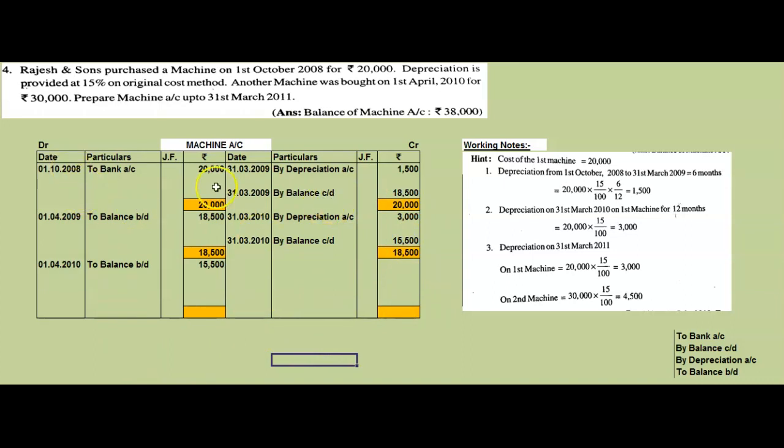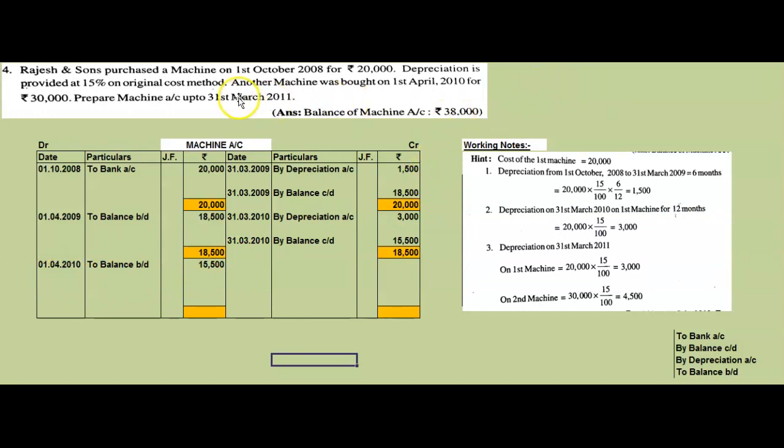See here what we have done. 20,000 we have purchased a machine. We have subtracted 1,500 in the first year. That is 6 months depreciation. We got the balance carried down 18,500. This 18,500 we have brought in the second year as opening balance. From this we have subtracted 3,000. Why 3,000? For 1 year depreciation, 12 months. We got 15,500. 15,500 is the opening balance in the third year, that is 1st April 2010.